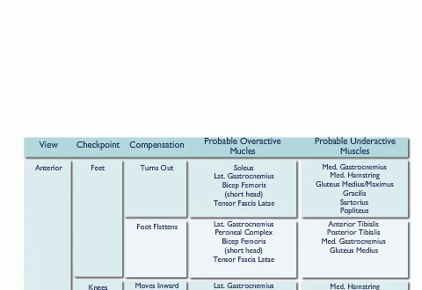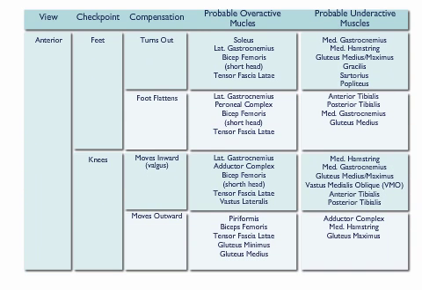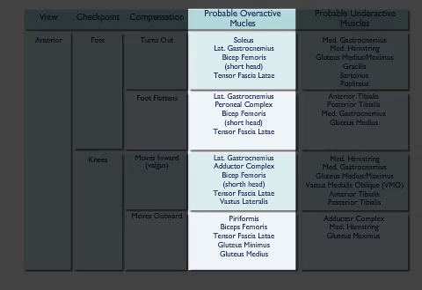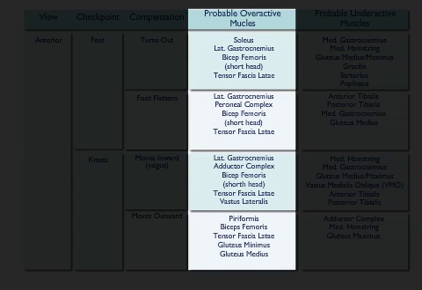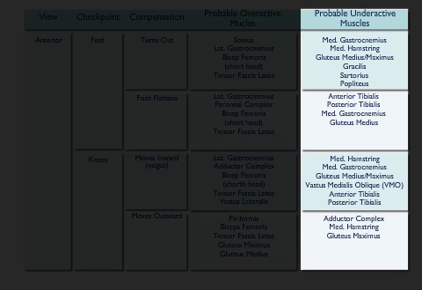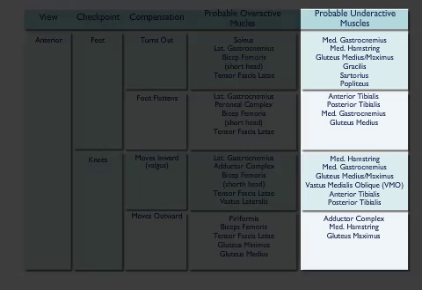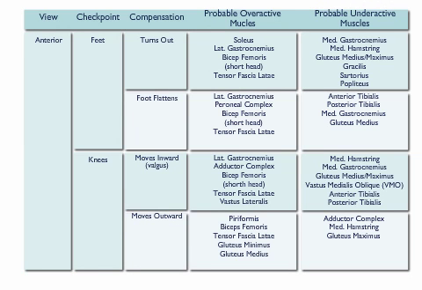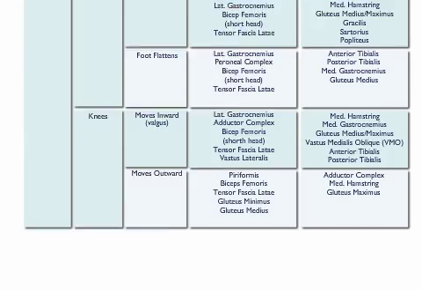When performing the assessment, record all of your findings and review the table in your textbook to view probable overactive or tight and underactive or weak muscles that may be contributing to these compensations. The probable overactive muscles will need to be stretched, while the probable underactive muscles will need to be strengthened.